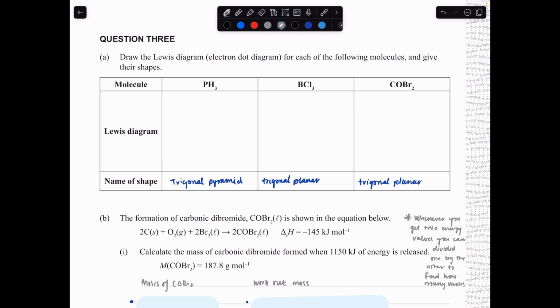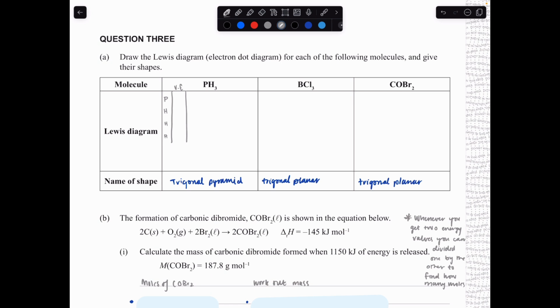So PH3, let's start off with drawing the Lewis diagram for this molecule over here. The first thing I do when I deal with Lewis diagrams is I like to draw a table. So let's draw a table. I'm going to squeeze one right over here. P, there's 3 H's. So now that I've established what atoms are in my molecule, I want to see how many valence electrons are around these atoms. So how do I do that?